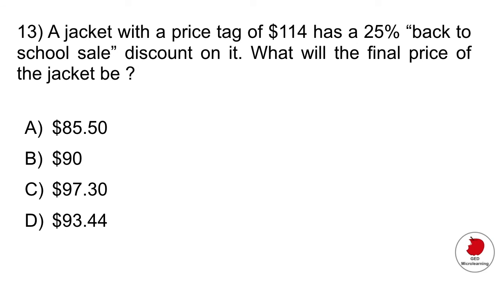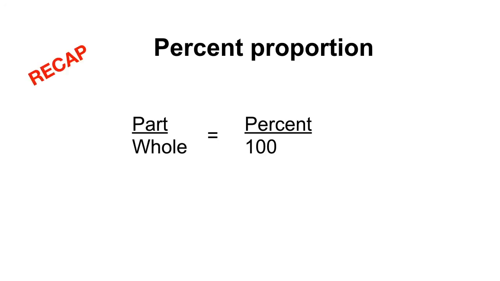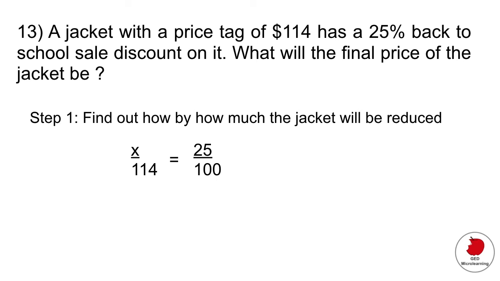Okay, question 13 is a percent problem. It says a jacket with a price tag of $114 has a 25% back to school sale discount on it. What will the final price of the jacket be? Here, you can do this 2 ways. This is kind of the long-winded way, but I'll show you another way. One way to do it is to set up a proportion like that. If you want to find out how much the jacket will be reduced, you would set up your proportion like that and do the same thing as we did before.